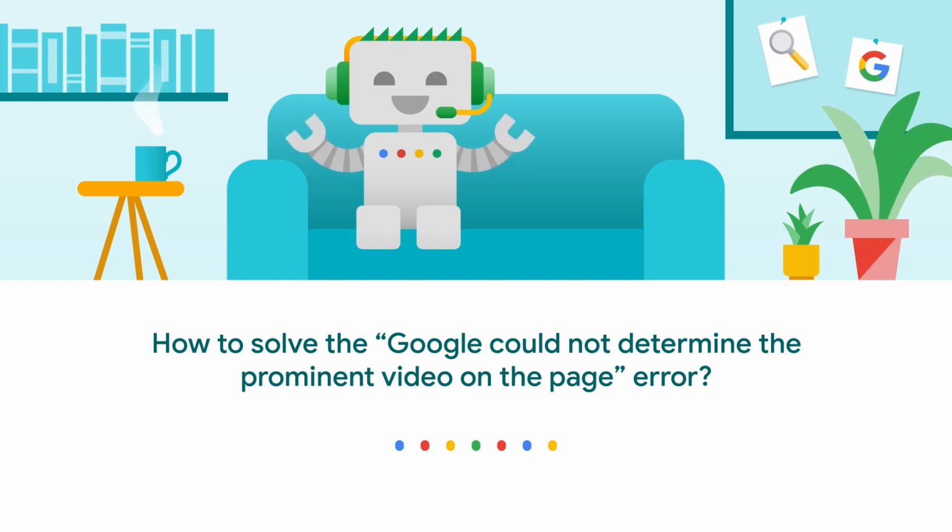Prominent means that the video is within view when the page first loads. This is also known as above the fold. And the video should be appropriately sized, aka not too small and not too large. The video indexing report documentation has more details on this, so you can check that out.